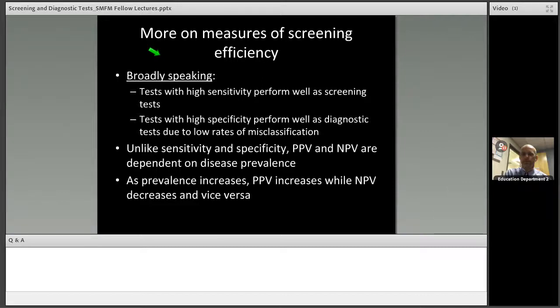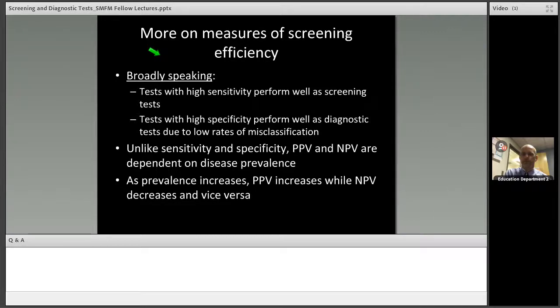So broadly speaking, tests with very high sensitivity tend to perform well as a screening test because you really want to identify a big pool of patients who are at risk for the disease that you're screening for. On the other hand, tests with very high specificity tend to perform well as a diagnostic test because you want to have a very low false positive rate and a low rate of misclassification.